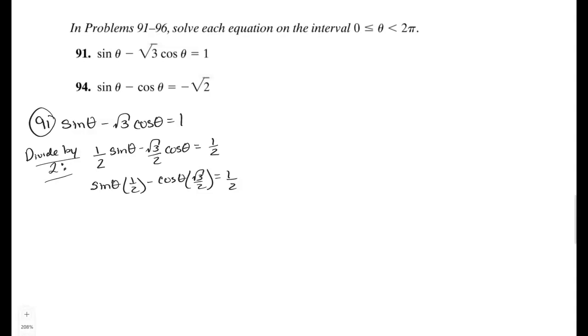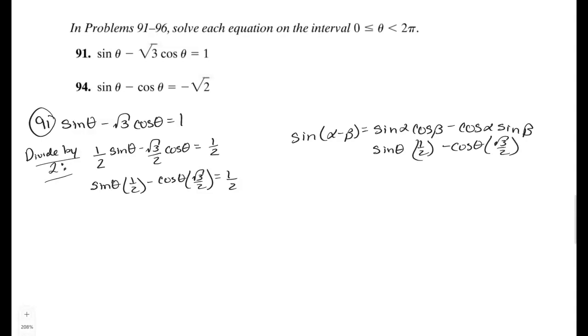The reason I did that is I'm trying to use one of those sum and difference formulas and do a matchup. So check out what I have: sine of theta times 1/2 minus cosine of theta times square root of 3 over 2 is equal to 1/2. Remember this formula: sine of alpha minus beta is equal to sine of alpha cosine of beta minus cosine of alpha sine of beta. This looks really similar. We've got sine of theta times 1/2, minus cosine of theta times square root of 3 over 2. That means the cosine of beta has to be 1/2 and the sine of beta has to be square root of 3 over 2.